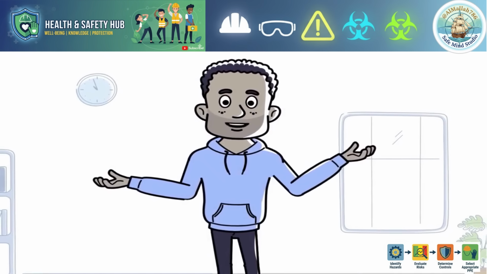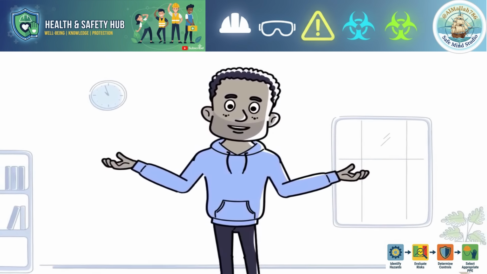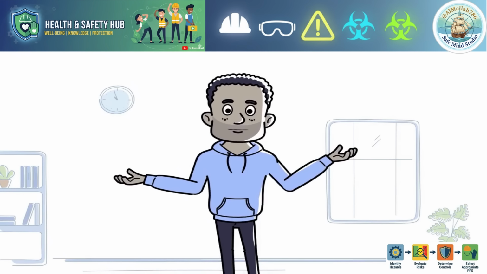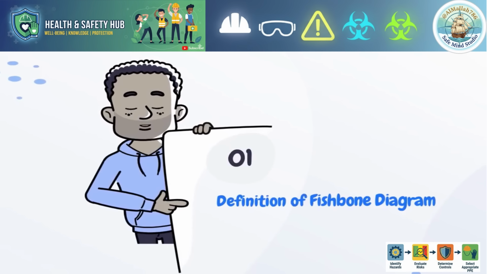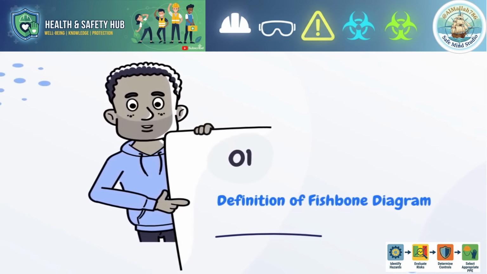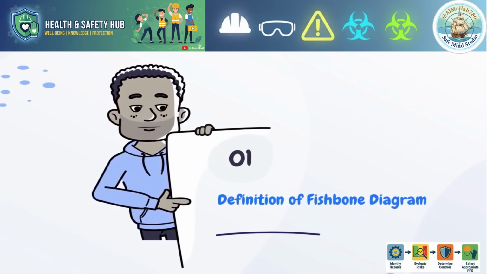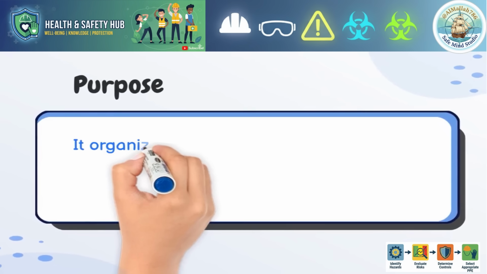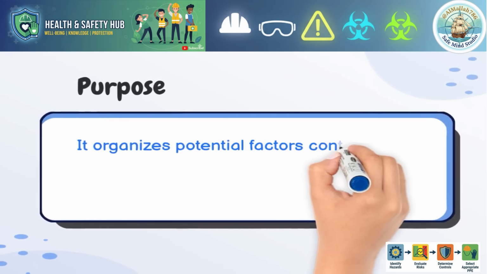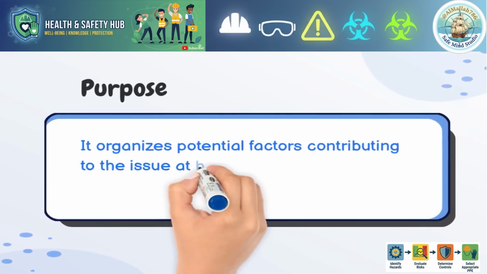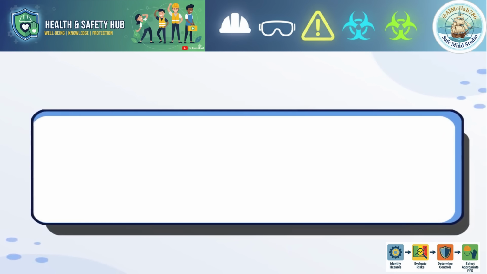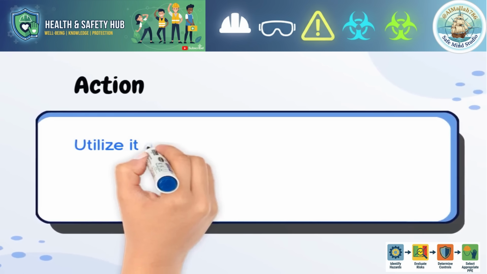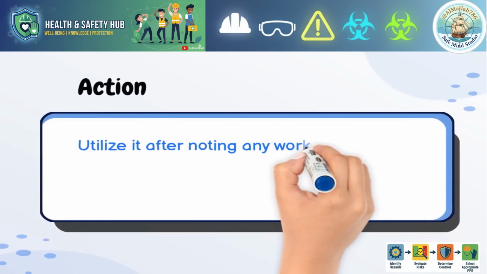Explore the Fishbone Diagram and its role in identifying safety issues. A Fishbone Diagram is a visual tool to discover the root causes of problems. Purpose: it organizes potential factors contributing to the issue at hand. Action: utilize it after noting any workplace incident.